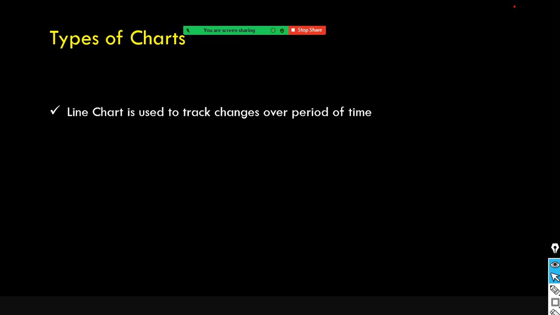Can we see all the four quarters put together? Can we see the upward trend? For that purpose, to track changes over a period of time, we use a line chart.